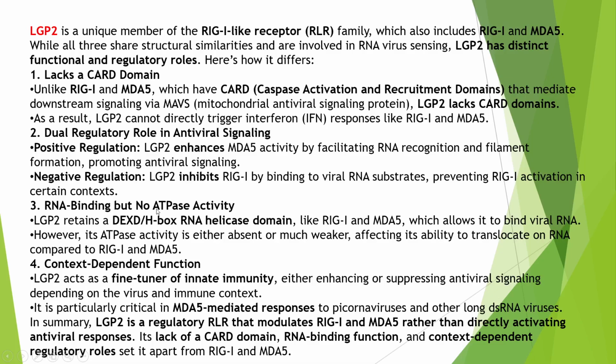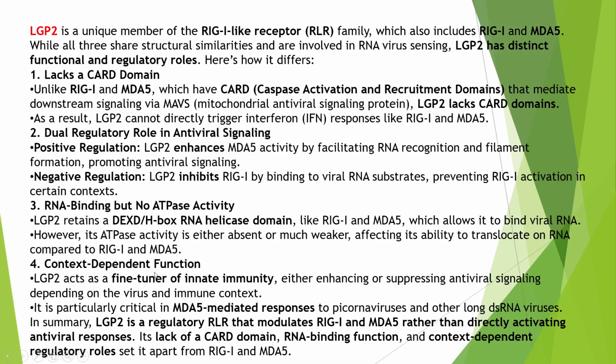Then, RNA binding but no ATPase activity. LGP2 retains the DExD/H-box RNA helicase domain, similar to RIG1 and MDA5, which allows it to bind to the viral RNA. However, although it can bind, its ATPase activity is either absent or much weaker compared to these two. This affects its ability to translocate on the RNA compared to RIG1 and MDA5.